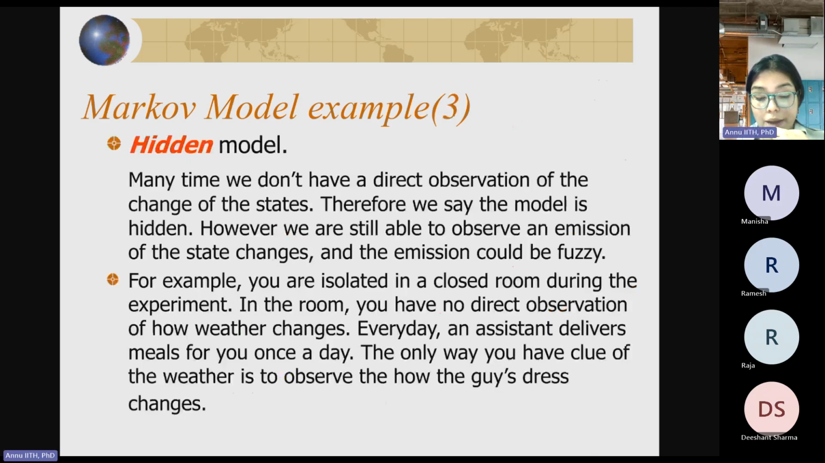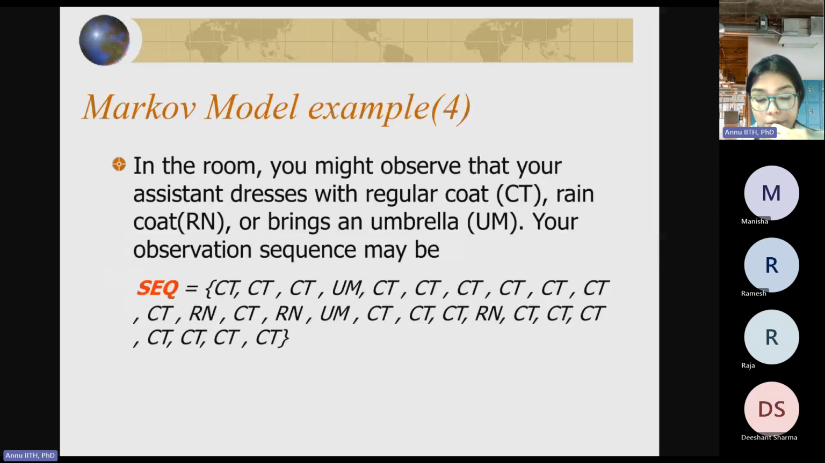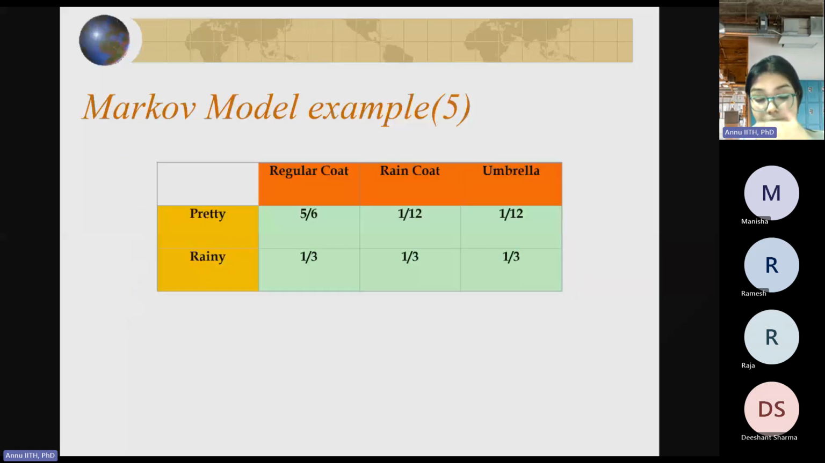So, Markov model example. In the room, you might observe that your assistant dresses with a regular coat, a raincoat, or brings an umbrella. So your observation can be regular coat or umbrella, then regular coat, regular coat. There will be a sequence of observations. That sequence we need to observe.